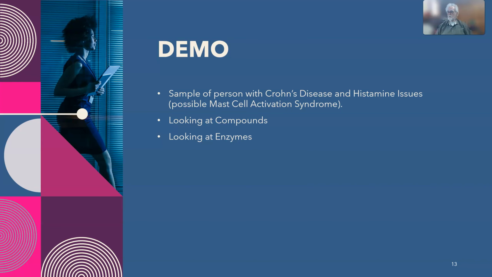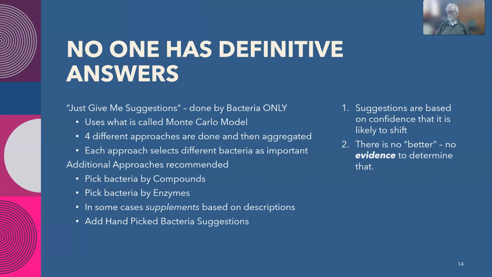So this basically ends the demo, and just a recap: no one has definitive answers. By training, I'm a statistician, accustomed to probability, so all I do is work on odds and try doing things to make the favorable odds as high as I can, knowing that it may not work. There's nothing guaranteed. So I just give suggestions, which are done by bacteria only. We take the data together using a Monte Carlo model.